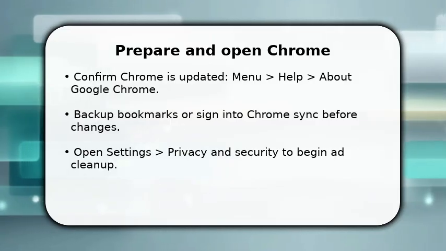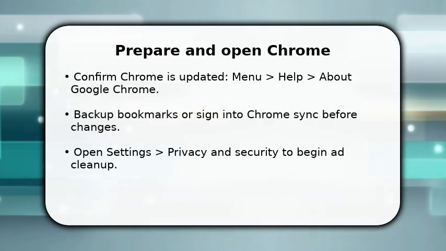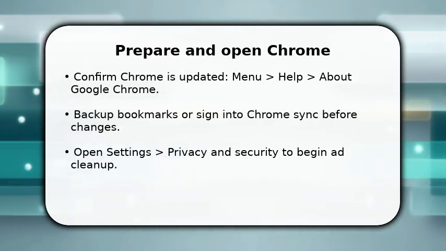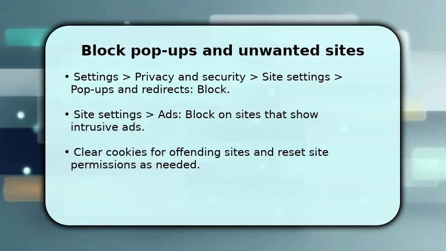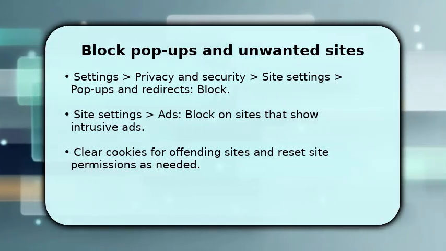This is where permissions and pop-up controls live, and you'll change 3 key controls to stop dirty ads quickly. Now you'll block the main delivery channels for intrusive ads. Go to Site Settings and set pop-ups and redirects to block. This stops most pop-up-based ads.